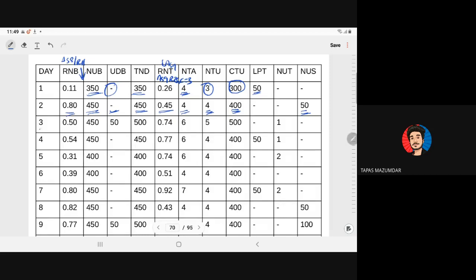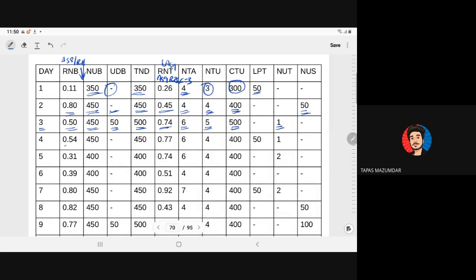Then for the third day, the random number will be 0.50. So the total number of bookings will be 450. Previous day booking 50, so the total number of third day bookings will become 500. Now for the number of trucks, it is 74. So the total number of trucks will become 6. So of the 6 trucks, 5 are fully filled by the 500 items, and one truck will be available which will go back. There is no use of that truck. 6 trucks are available, but you only use 5 trucks.